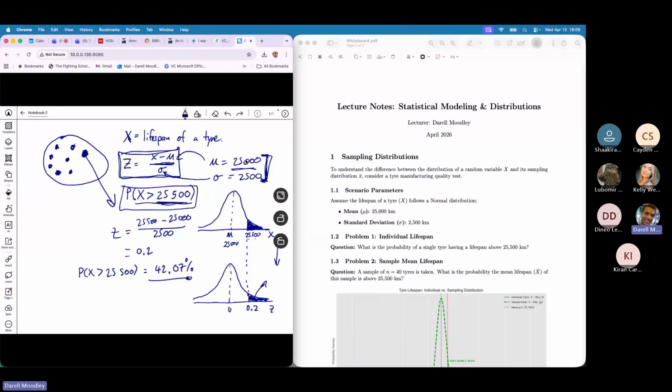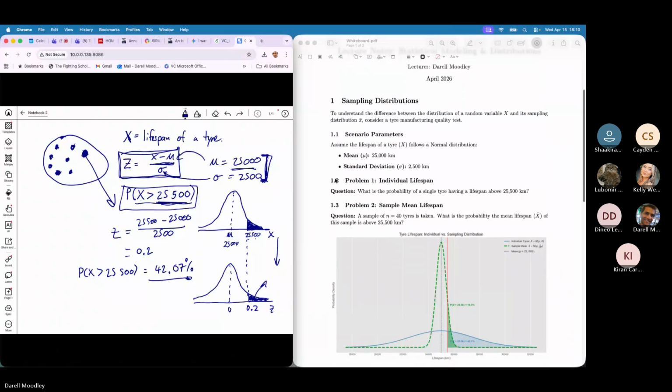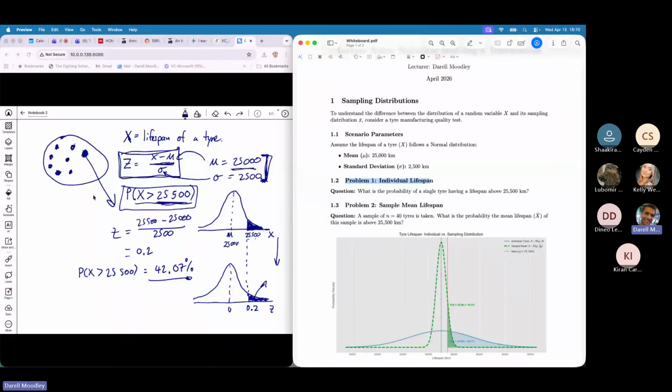So what we've answered here is question 1.2. This is problem one. We've solved this. This is the individual lifespan. In other words, we're just looking at an individual tire. To look at an individual tire, we would use the approach we did last week. But now things are a bit different. For this learning unit, we may not be interested in looking at just one tire.